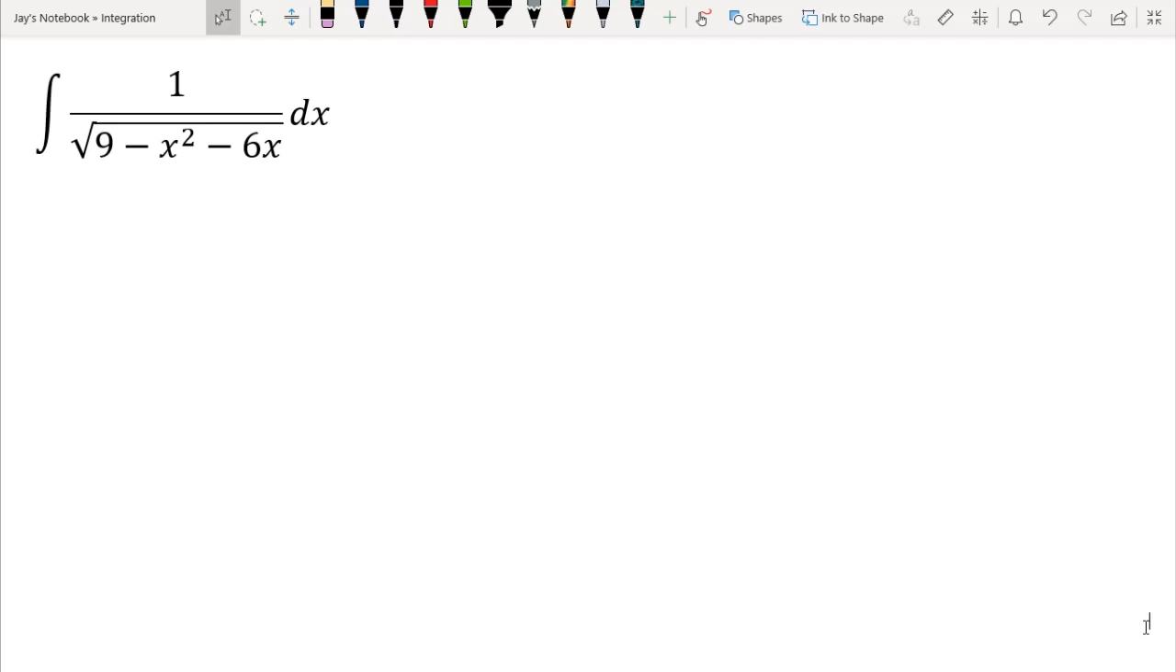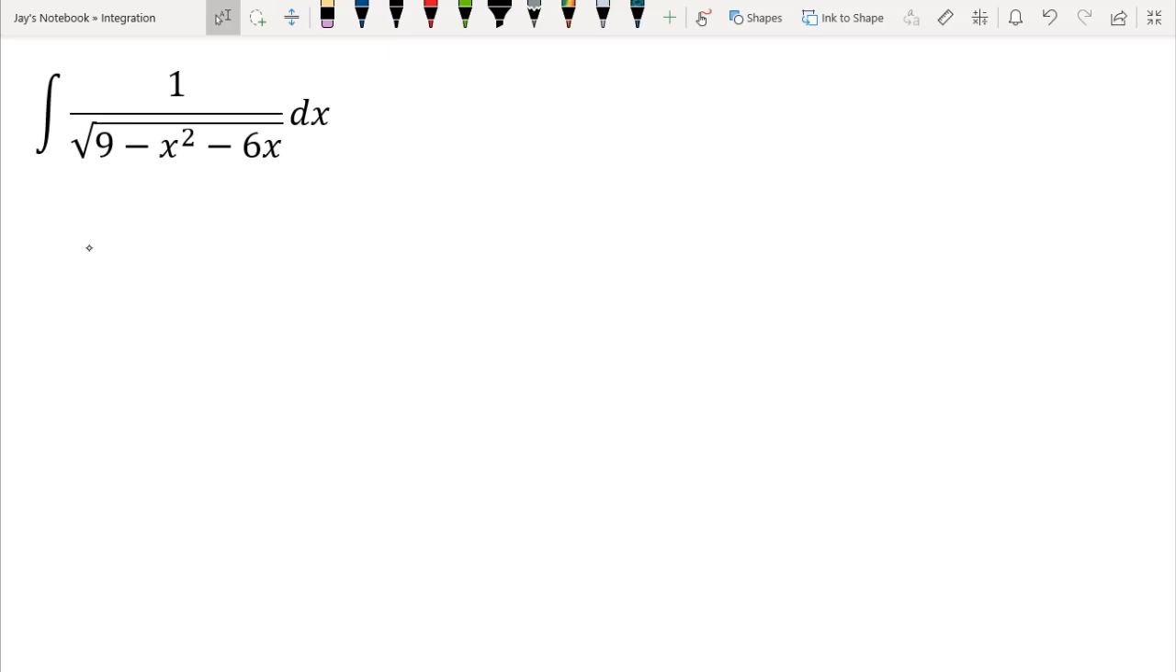So I have here a new example. We have the integration of dx over the square root of 9 minus x squared minus 6x. First, we need to determine what type of integration technique we could apply to this type of function. Now we have the square root in the denominator, we have the radical sign, so we would think immediately of a technique for this. So the example again is the integration of 1 over the square root of 9 minus x squared minus 6x dx.